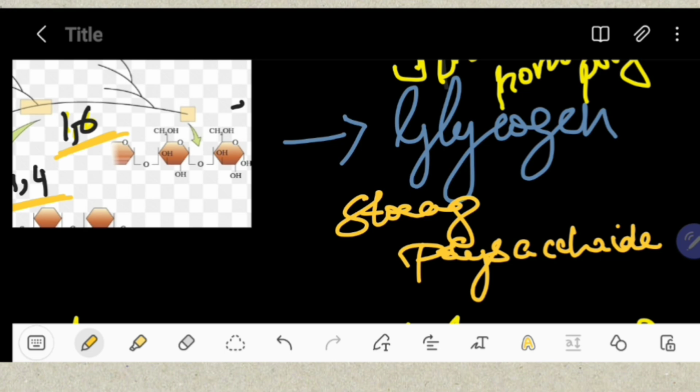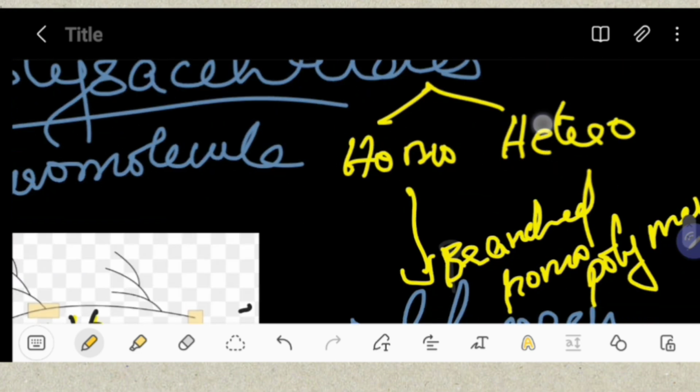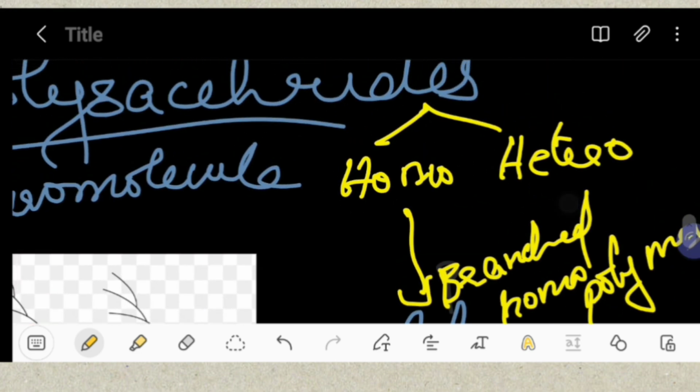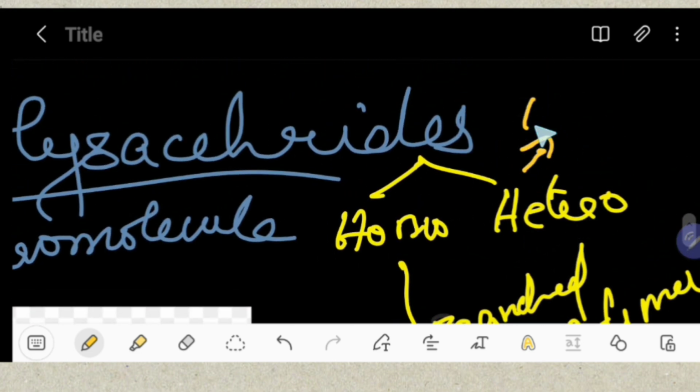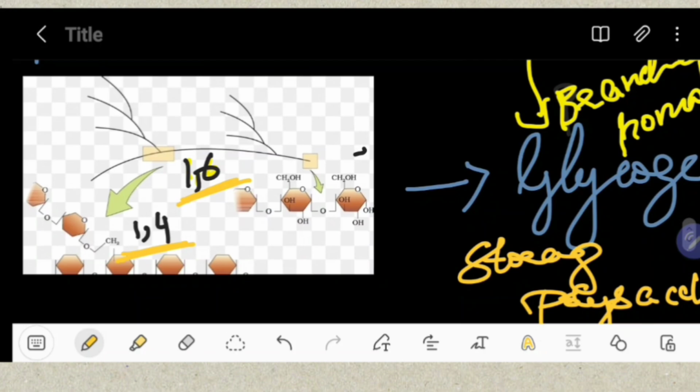Homopolymer and a heteropolymer. Now, example of a heteropolysaccharide is hemicellulose. Hemicellulose is an example of a heteropolysaccharide. You don't have to study in detail of this hemicellulose. Homopolysaccharide and heteropolysaccharide.